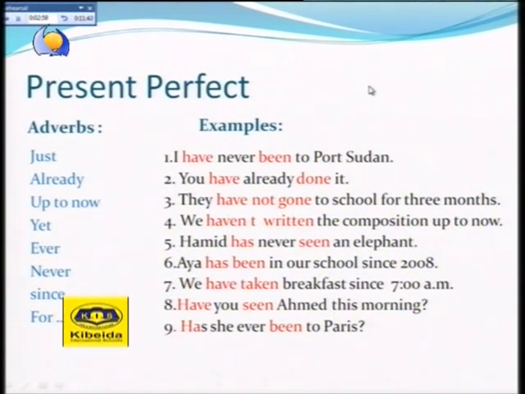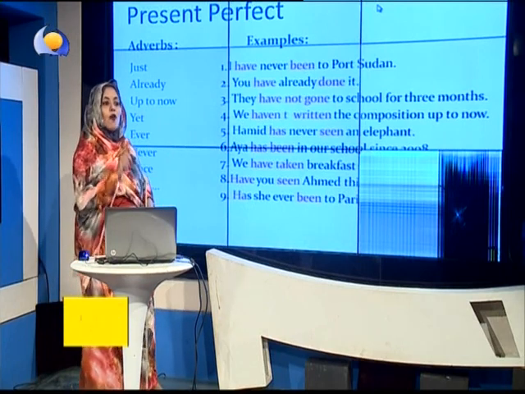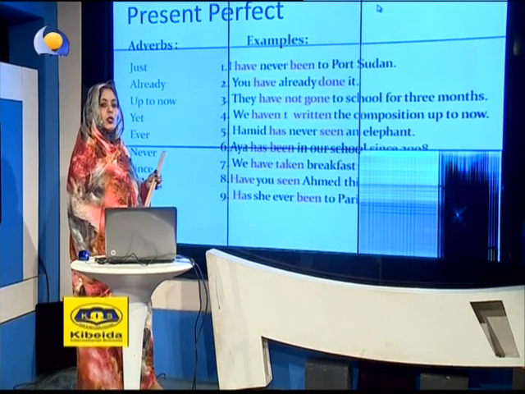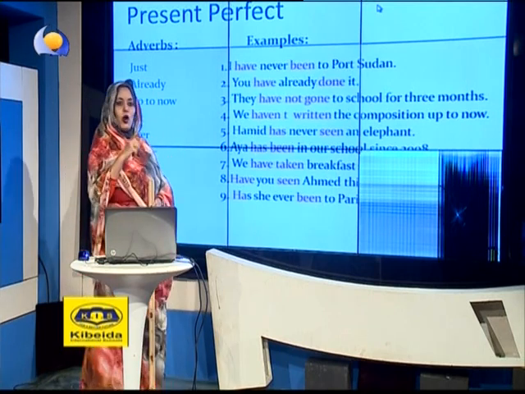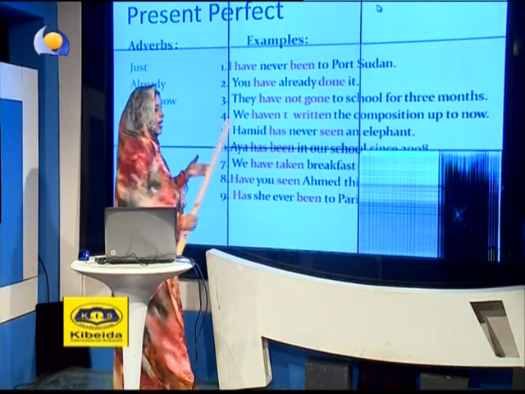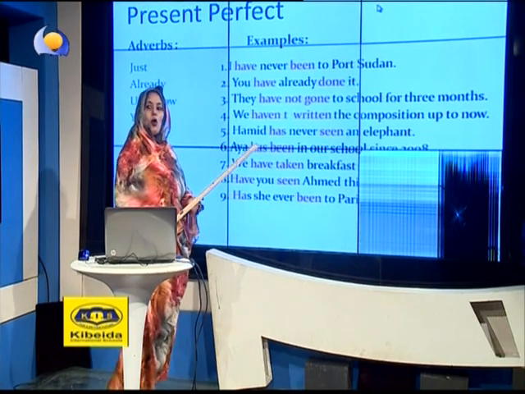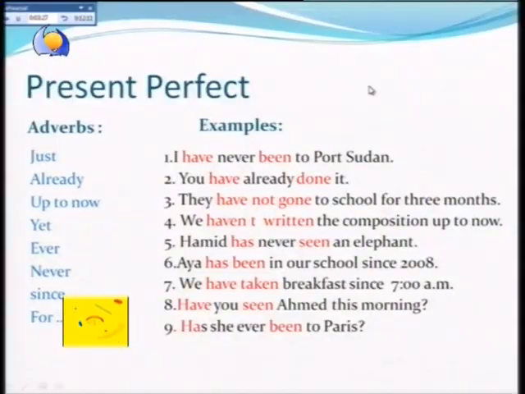I can say Aya has been in our school since 2008, or Aya has been in our school for 12 years. For plus time is used with present perfect. For plus time. For 2 weeks, for a month, for 2 days, for 8 years, for 12 years, these are all used with present perfect. If you notice here, never was used to form negative without not.